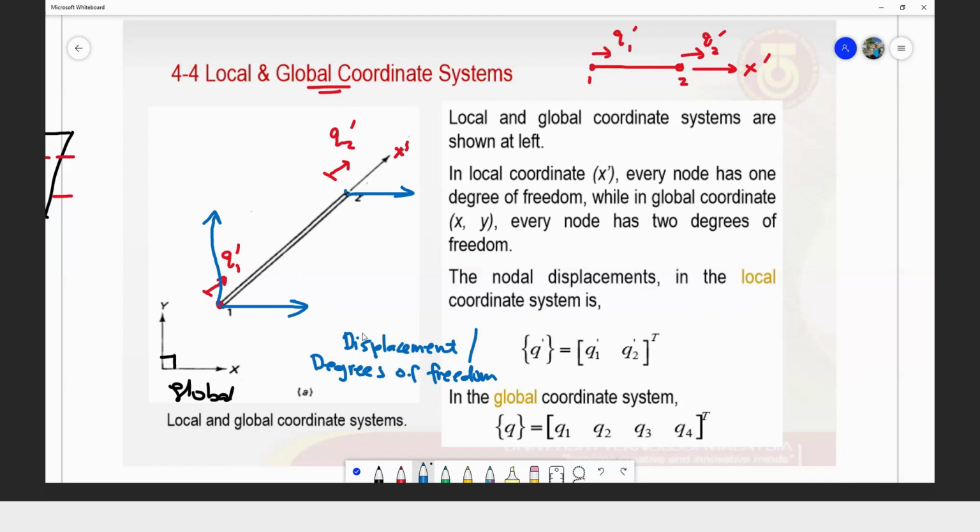Degrees of freedom. So yang ni saya padamkan dulu. Nanti saya adjustkan. So untuk this position 2, and then kat sini kita ada Q2 tadi, Q2 prime. Alright, at nodes number 1, I think we better use U1 and V1, which is the displacement in X and Y direction at nodes number 1. And then U2 and V2.